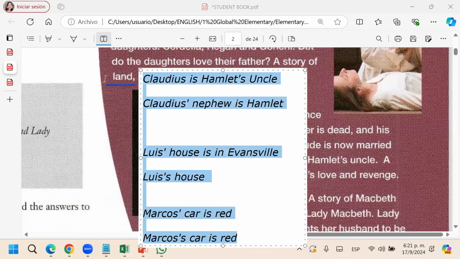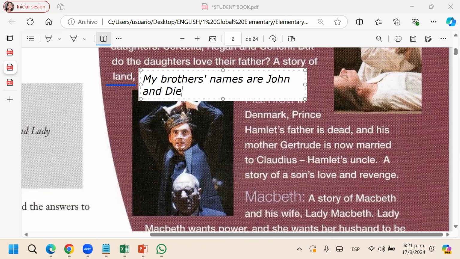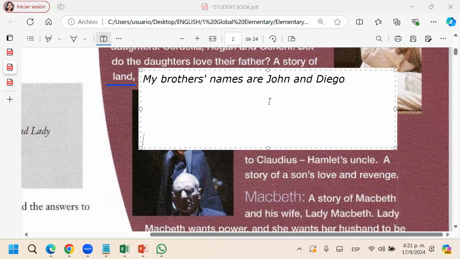For example, I say, I have two brothers. My brothers' names are John and Diego. Look at this. My brothers, because I have two, my brothers' names are John and Diego. Or my brothers' names, another option. So anytime that you have a word that finishes with the letter S, you put the apostrophe and that's it. It's not necessary to write another S.